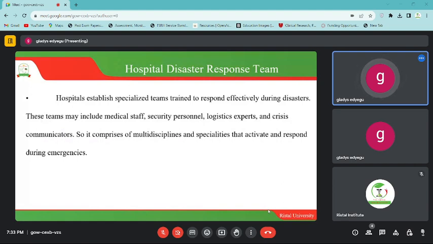They are multidisciplinary, meaning that they are of different disciplines or different professions, with different skills that are able to handle different aspects in relation to disaster. And the specialties also matter because not everyone is able to handle different kinds of disasters when they occur in our hospitals. So multidisciplines and specialties are very key in these hospital disaster response teams.